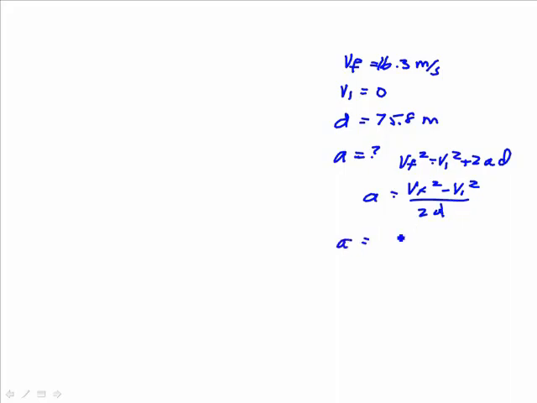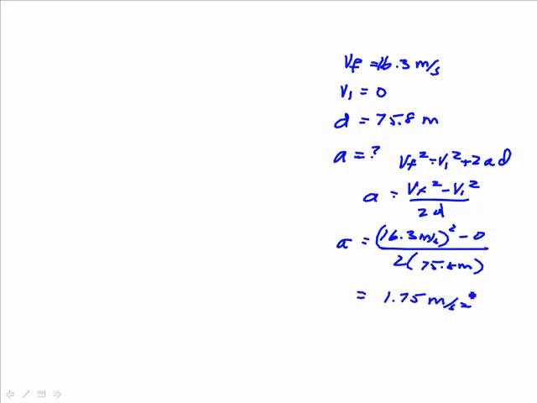And A ends up being equal to 16.3 meters per second squared minus 0 divided by 2 times the distance, which is 75.8 meters. And what we get, of course, is 16.3 squared divided by 2 times 75.8. And we end up with 1.75 meters per second squared, which is the same as we got using the other method.